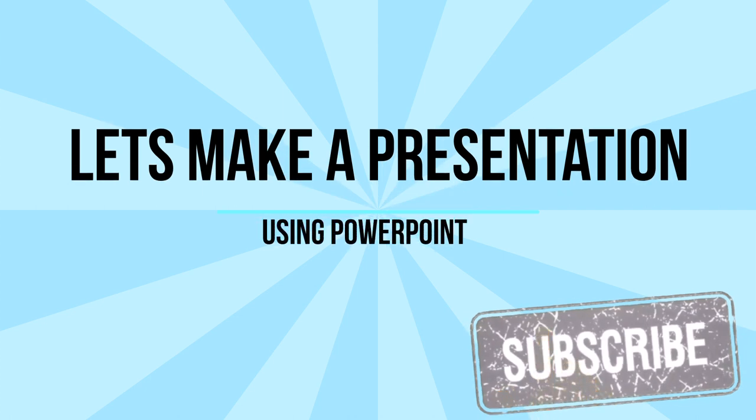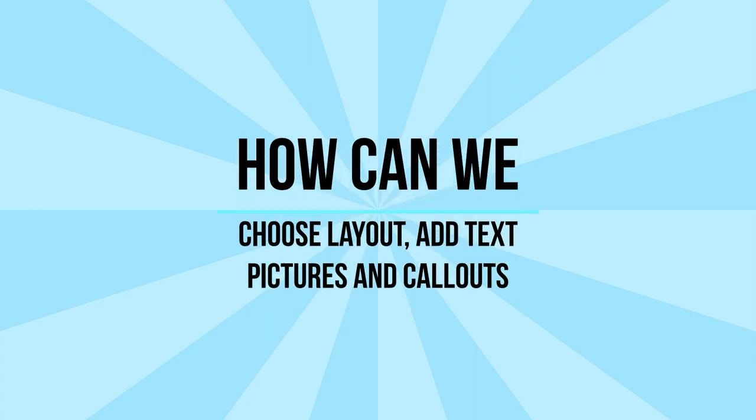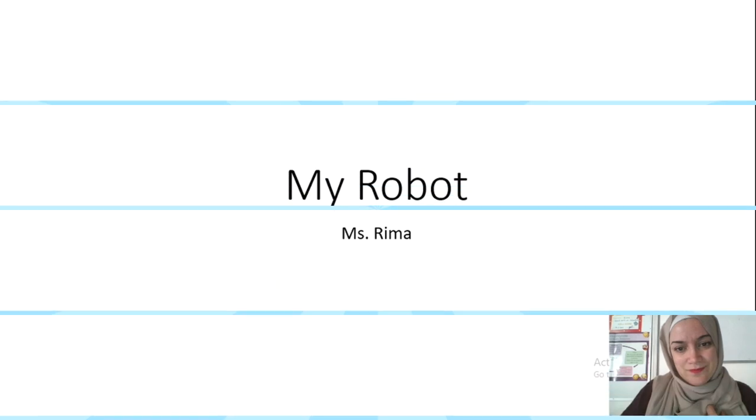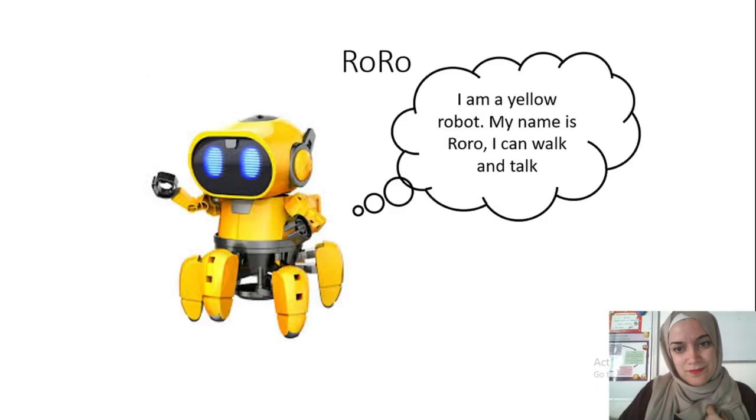Let's make a presentation using PowerPoint. How can we choose a layout, add text, pictures, and callouts? Your presentation should look like this.